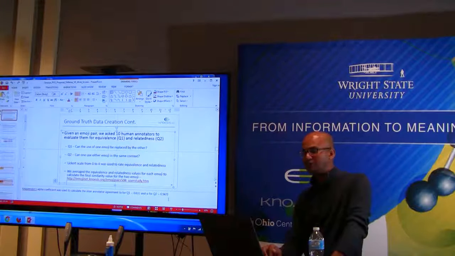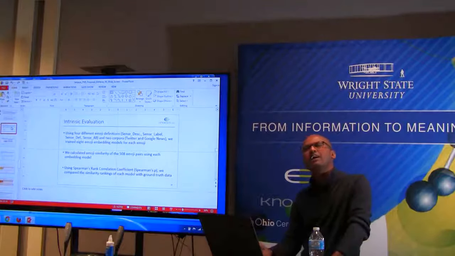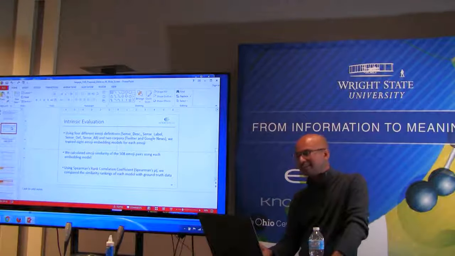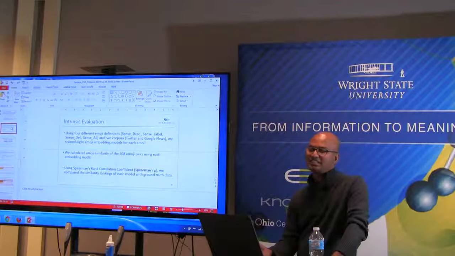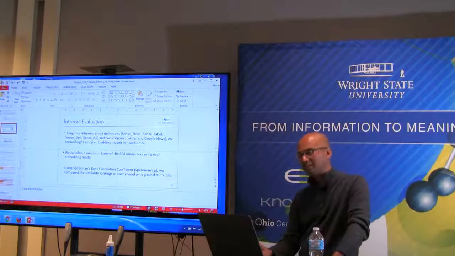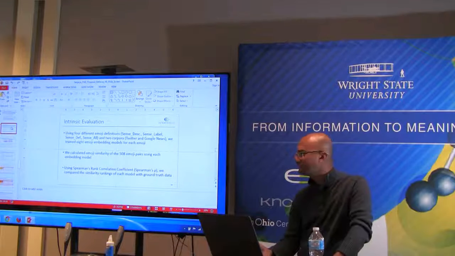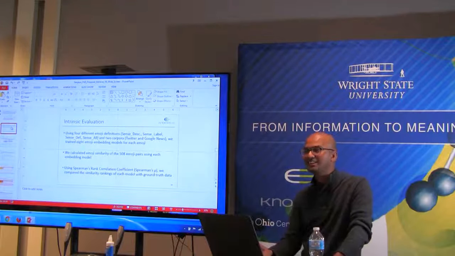For Q2, it was 0.56. For all the experiments that we did in EmojiNet where we used annotators, we captured the annotator agreement. I did not present those statistics here.